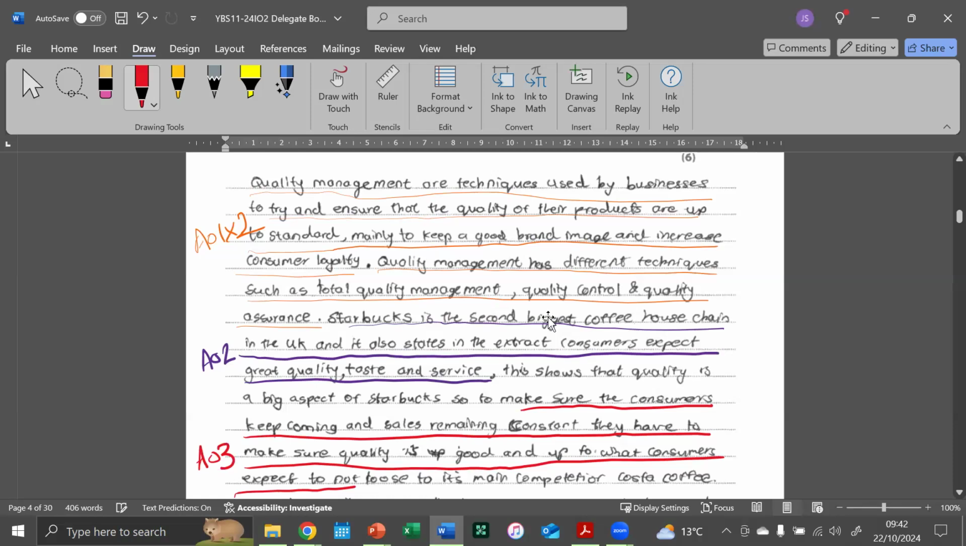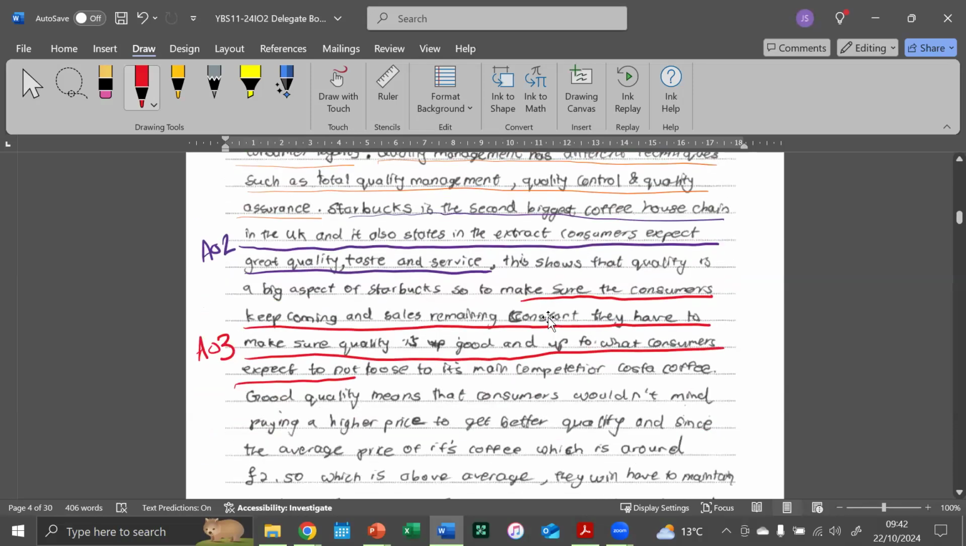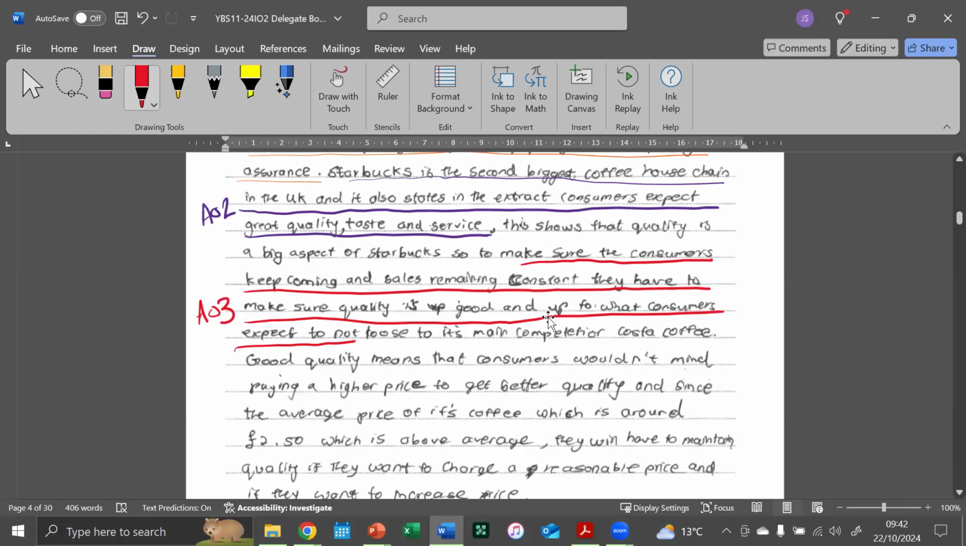Okay, sliding down. Good quality means that consumers wouldn't mind paying a higher price. Okay, so again, we've got repetition there because we've already given a definition and now we're giving a reason. But the reason can't count for AO1 because we've already given a definition. So we've got a bit of waste here, a bit of lost time.